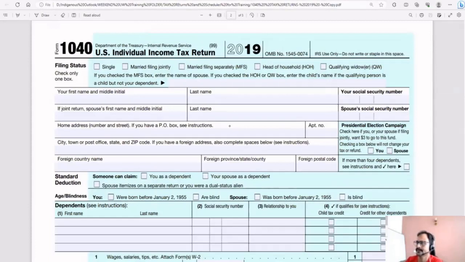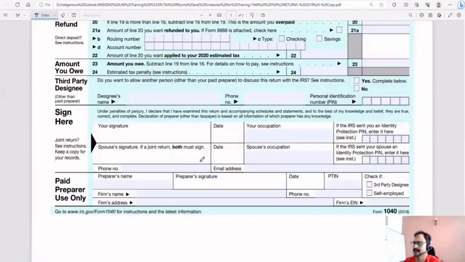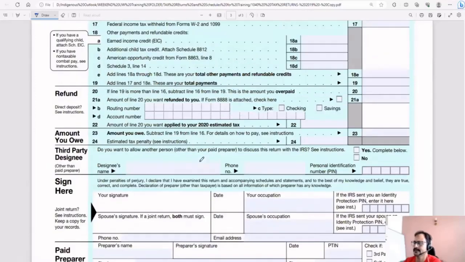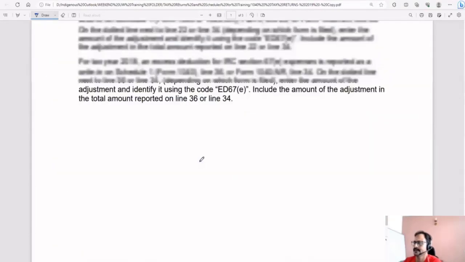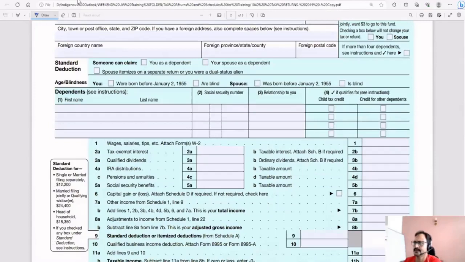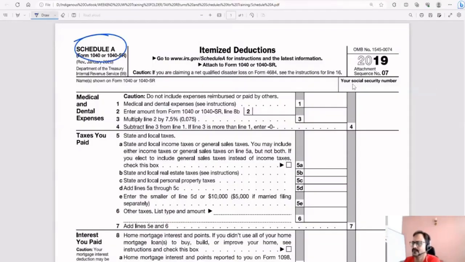1047, individual income tax return, right? This we have already covered. So these are the main two pages, right? Then Schedule A. Schedule B won't be required in 99% of cases, right?